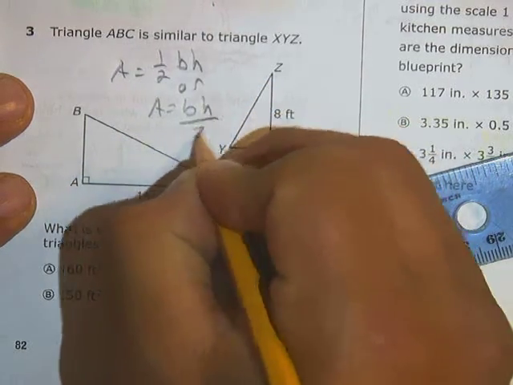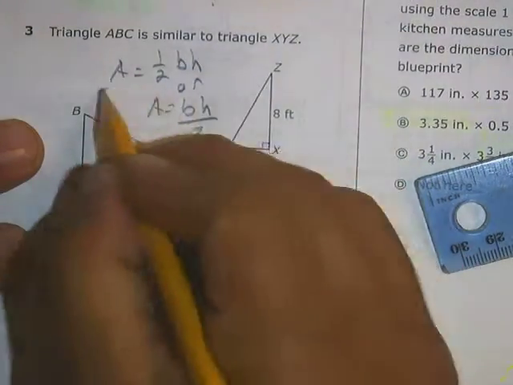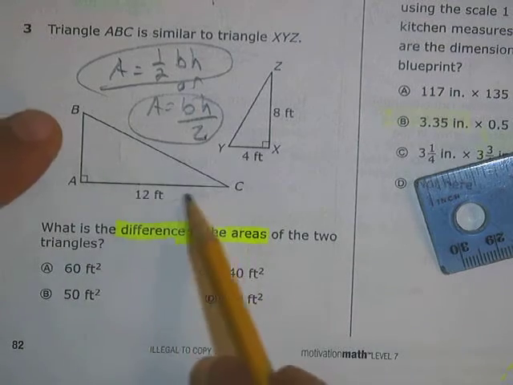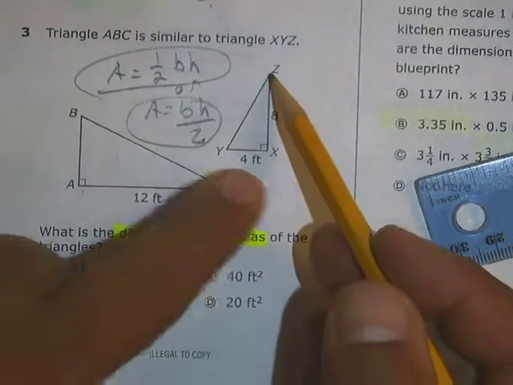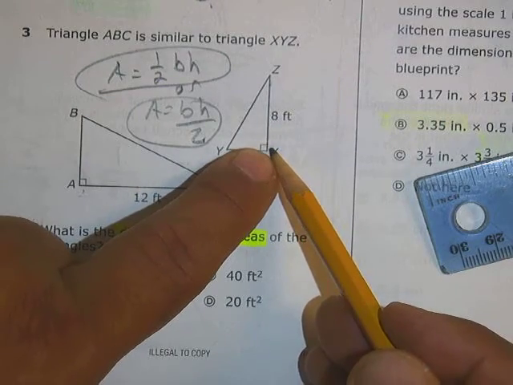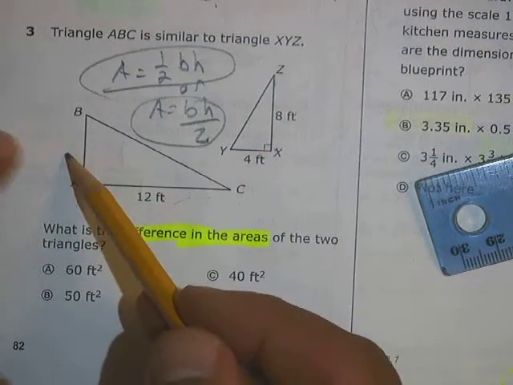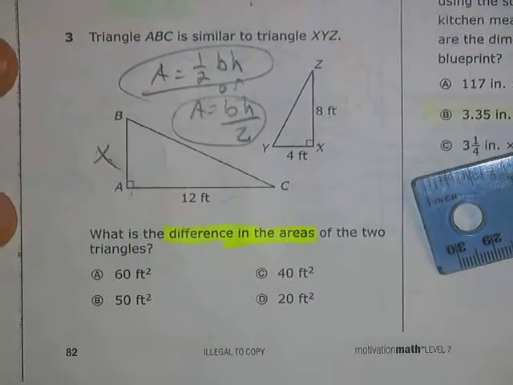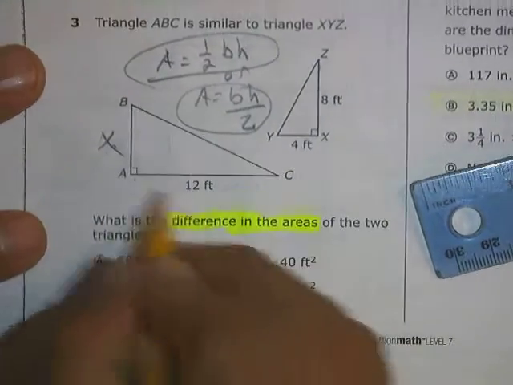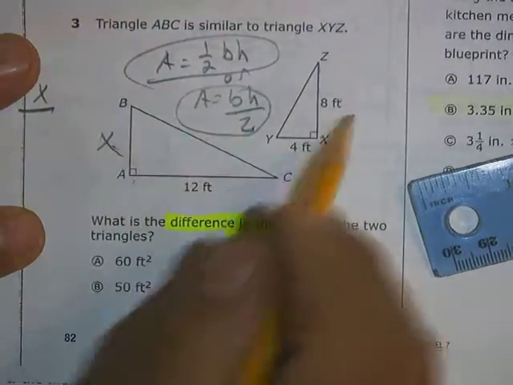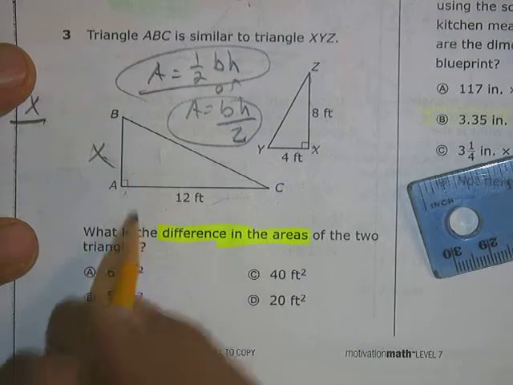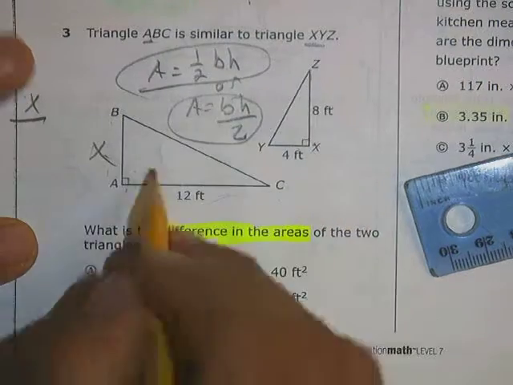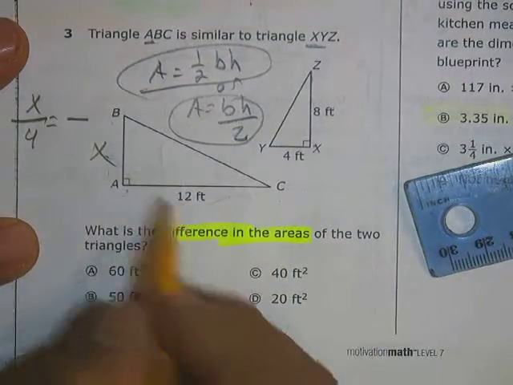What is the difference in the areas of the two triangles? Okay, so area is half base times height, or area is equal to base times height divided by 2. Either one, okay? You find it the same way. Your base and height have to hit each other and make a 90-degree angle. So that's your base, that's your height. But the problem is that we don't know what this is. So we're going to have to figure that out first before I can find the areas.